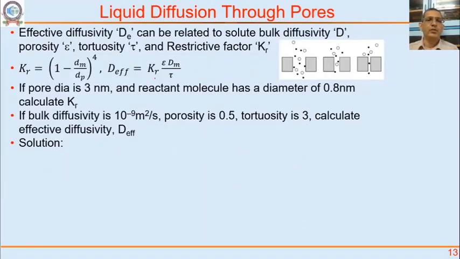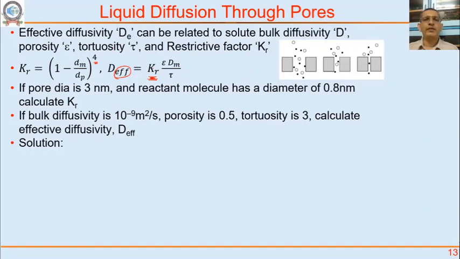Okay. So if it is a liquid that is diffusing through the pores, then the effective diffusivity is related to the restrictive factor Kr. So this restrictive factor Kr is defined as 1 minus diameter of the molecule divided by diameter of the pore, raised to 4. Let's not worry about where this comes from. We will do this in your later course, membrane separation. So let's not worry about this just now.